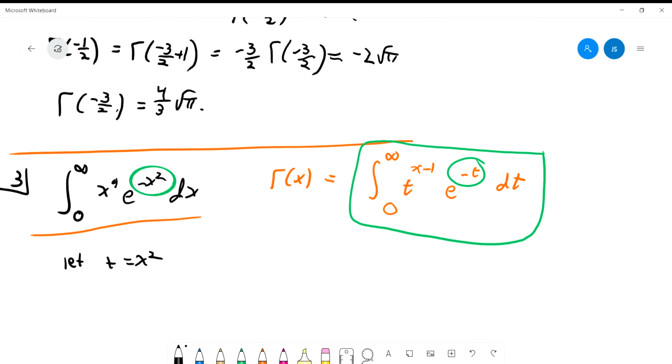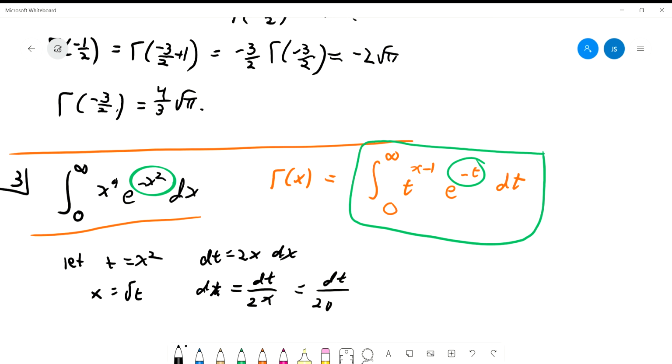And then x is going to be square root of t. Well, t is automatically positive, and x is positive because we're going the integral from 0 to infinity, so we don't have to worry about the plus or minus. x is going to be the positive square root of t. And dt is going to be 2x dx. So dx is dt over 2x, and x is square root of t, so that's dt over 2t to the 1/2.